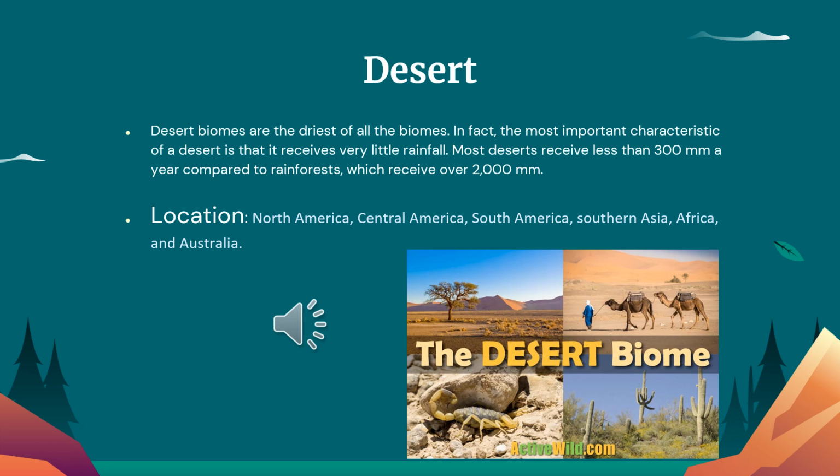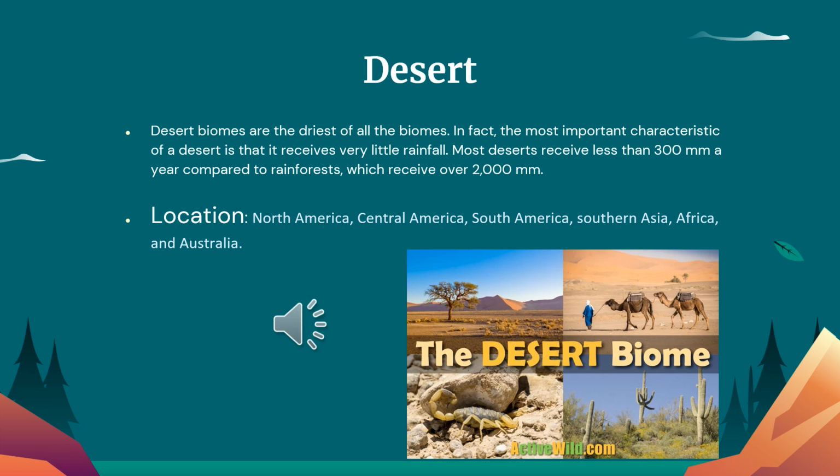Desert biomes are the driest of all the biomes. In fact, the most important characteristic of a desert is that it receives very little rainfall. Most deserts receive less than 300 millimeters a year, compared to rainforests which receive over 2000 millimeters of water. Location of deserts: North America, Central America, South America, Southern Asia, Africa, and Australia.